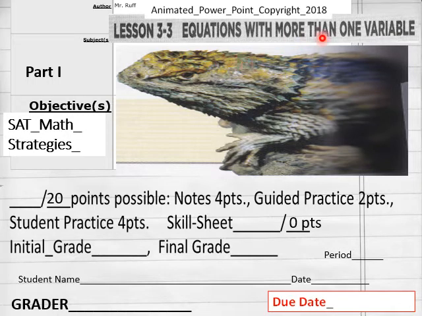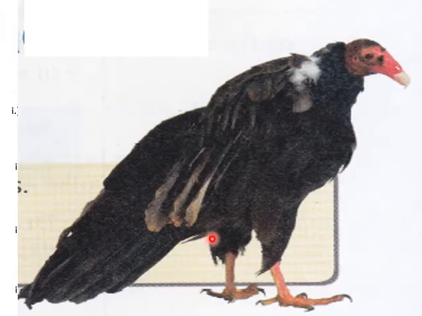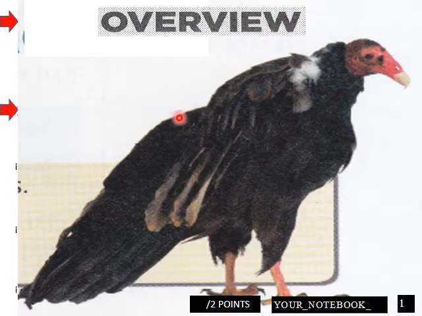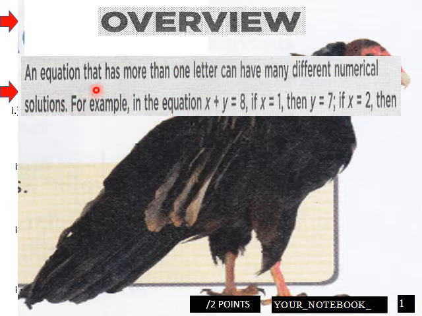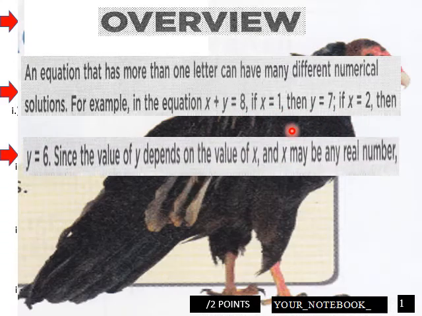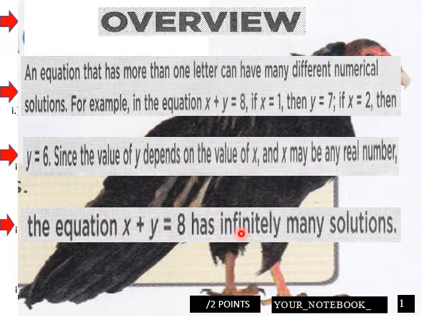3.3 Equations with more than one variable. We've got 20 points here that go into your notebook. Overview of this section: an equation that has more than one letter can have many different numerical solutions. For example, in the equation x plus y equals 8, if x equals 1 then y equals 7. If x equals 2 then y equals 6. Since the value of y depends on the value of x, and x may be any real number, the equation has infinitely many solutions.